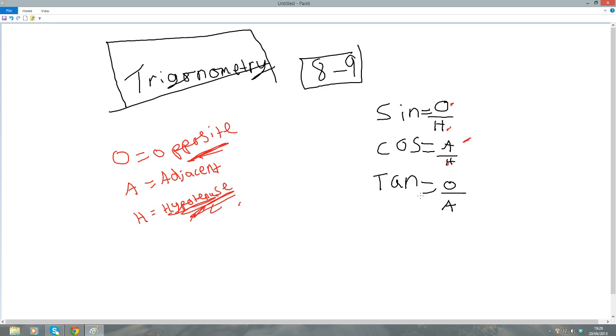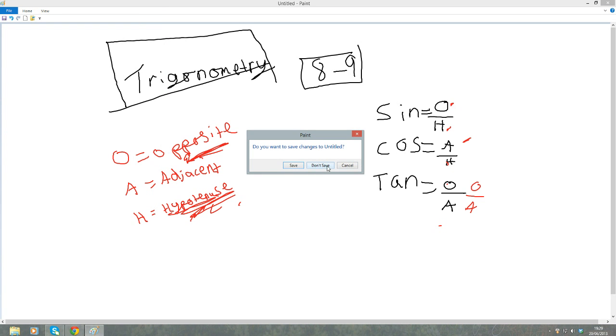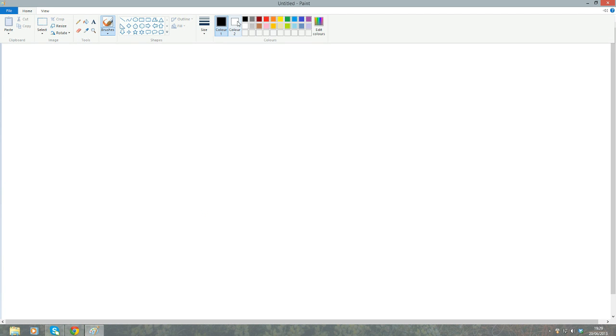You can work this out, which is tan. O is opposite, A is adjacent, so it's opposite over adjacent, which is basically opposite divided by adjacent. Now most people know this, but what a lot of people struggle on is actually working out these formulas.